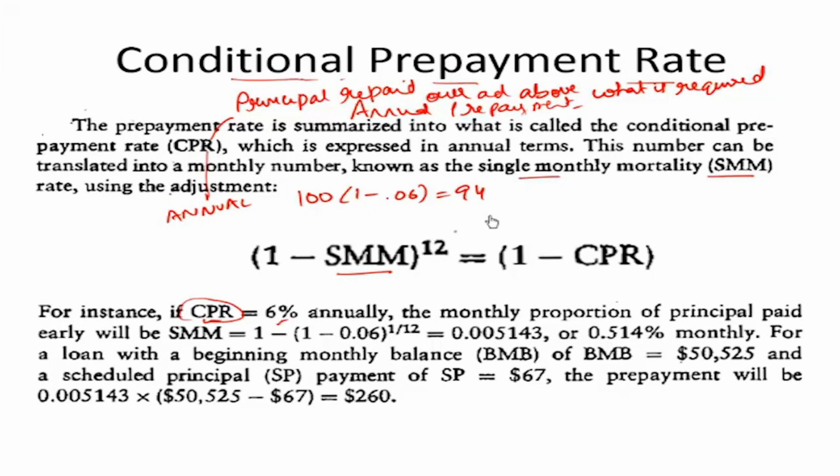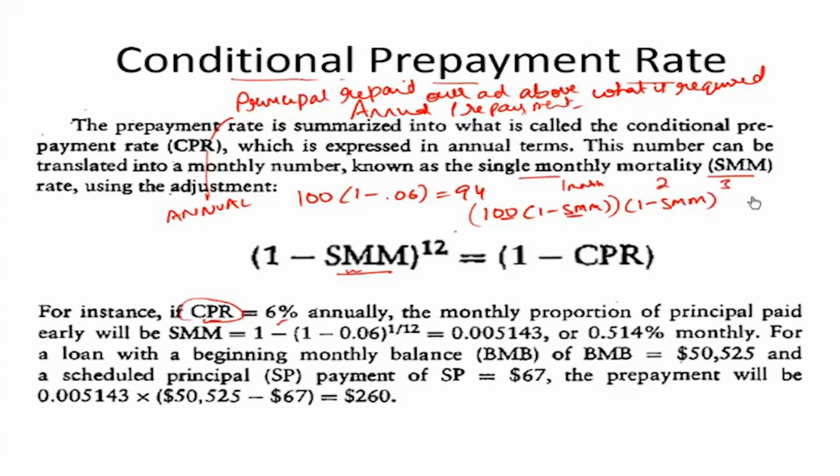So let's say $100 were outstanding at the beginning of the year, and if SMM is the monthly prepayment, then how much would be paid over and above in the first year, or what would be the outstanding principal at the end of the first year? It would be 100 into 1 minus SMM. This is what will happen after 1 month. SMM is the monthly rate. By the second month, this number would have gotten reduced by another SMM.